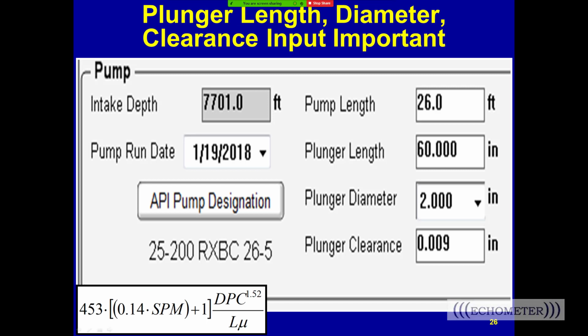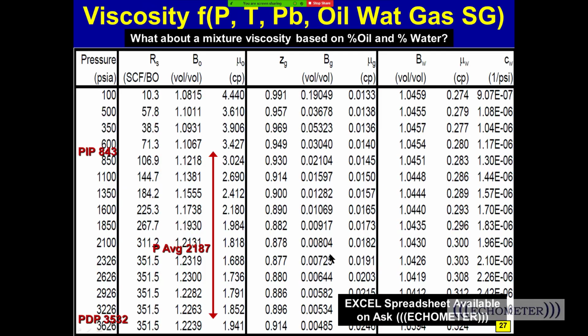All right, so this is inside the TAM software, and it's showing that you need to make sure that you enter your plunger length, your plunger diameter, and your pump clearances. If you don't enter those in, then your calculations will be defaulted, and we'll assume a 4-foot plunger, and we'll assume 3 thousandths pump clearances. And so those both very much impact the calculations. So the clearances to power and the length would result in a reduction by using 60 inches versus a 4-foot, 48-inch plunger. Now the viscosity is a lot more complicated than just 0.76.